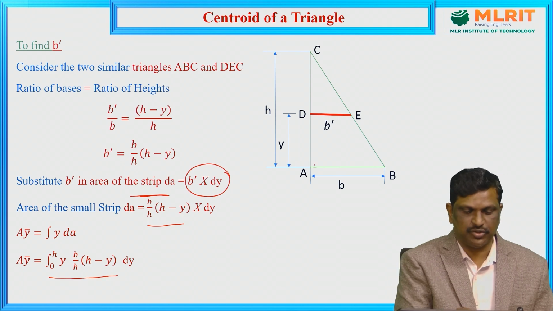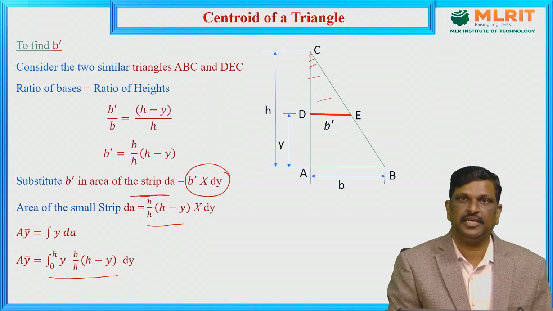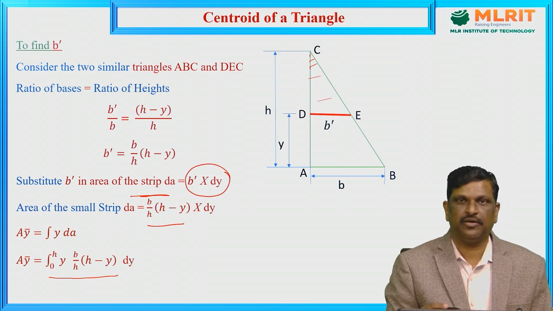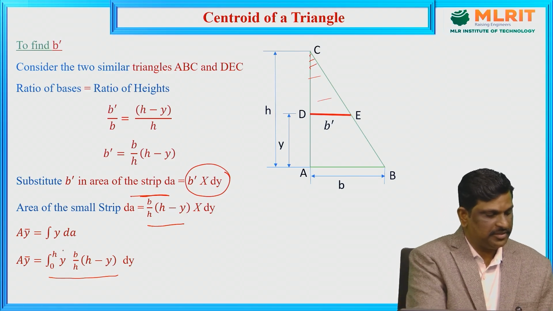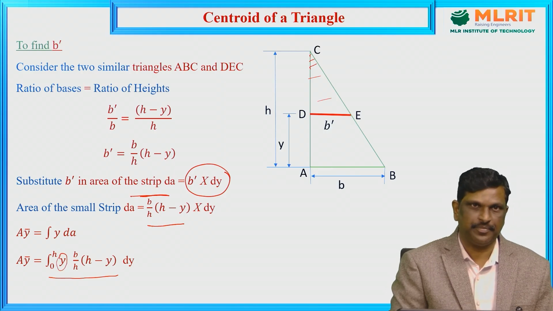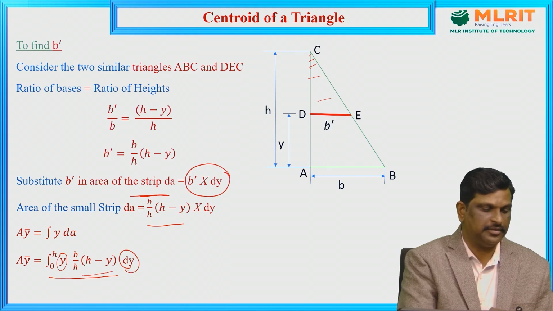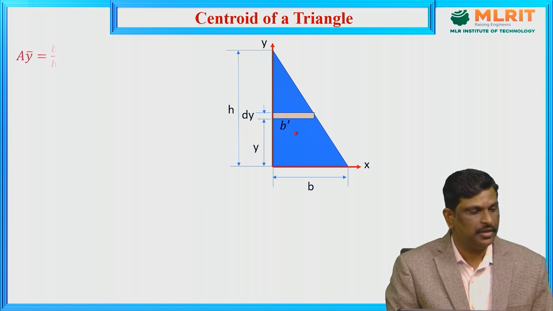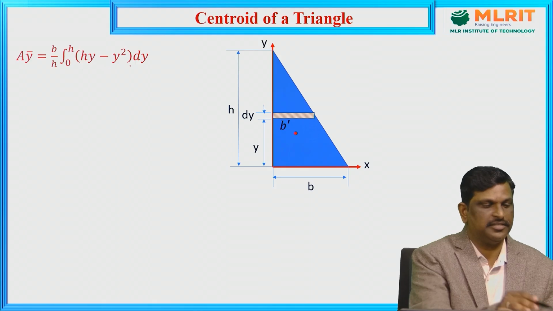See here, there are so many strips which are placed from base to total height H in decreasing order, with the decrement of bases. So 0 to H is the limit. Y is the distance of the strip from base, and B by H into H minus y into dy is the area dA. Now A y bar is equal to B by H into integral of Hy minus y square dy.